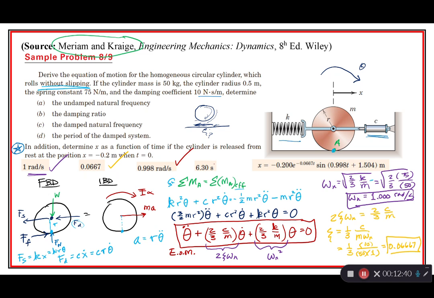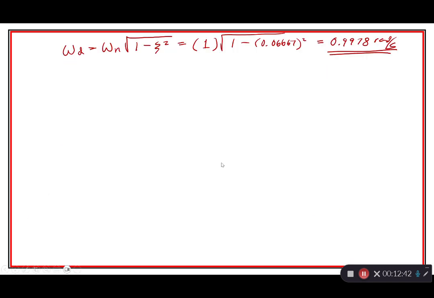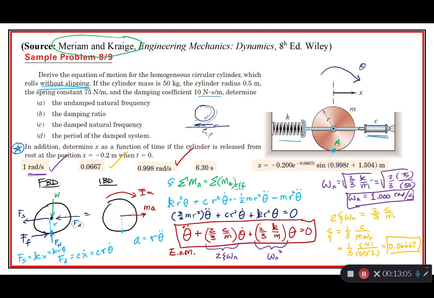And now we need to know the period. That's just simply taking the 2 pi and dividing it by the damped natural frequency. So that ends up being 6.297 seconds. And if we go back up there, 6.3, yeah.